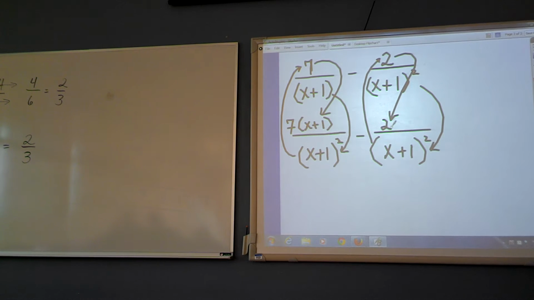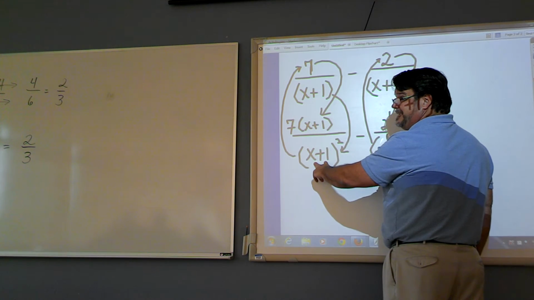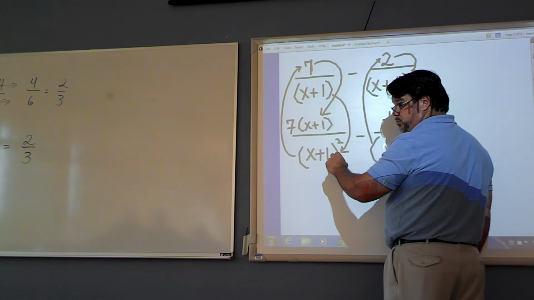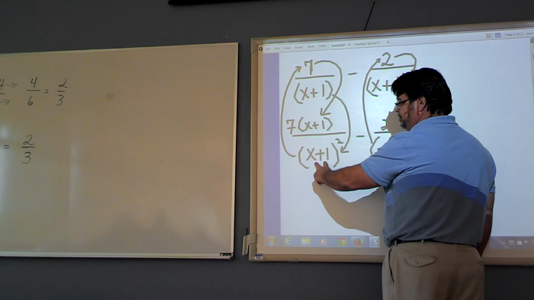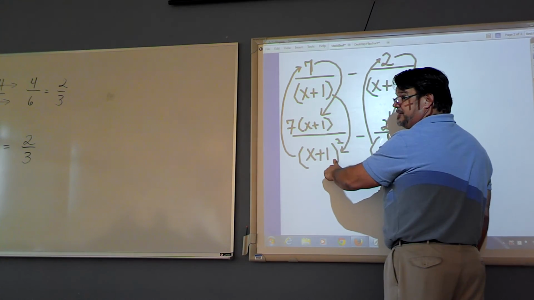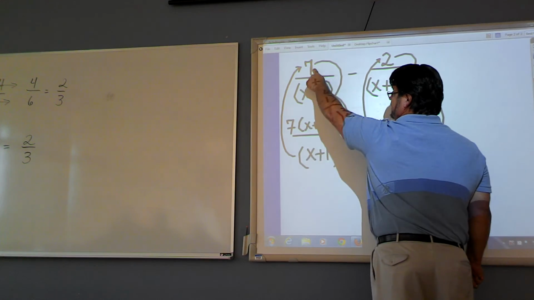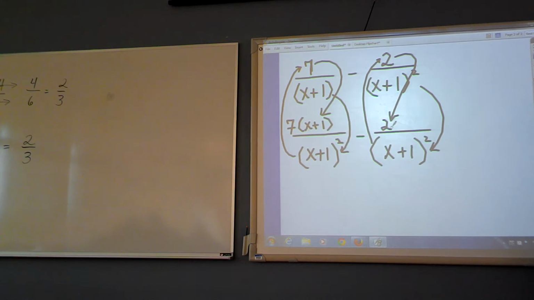Yes, ma'am. How come when you take x plus 1 squared, multiply it by 7 to get your numerator, you didn't get 7 times x plus 1 squared? I'm confused now. This goes into this x plus 1 times. x plus 1 times x plus 1 is x plus 1 squared. There's two of them right here. There's one of them right here. x plus 1 goes in here x plus 1 times. x plus 1 times this, 7, would be 7x plus 7. Does that answer your question?